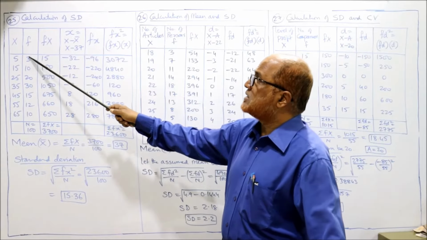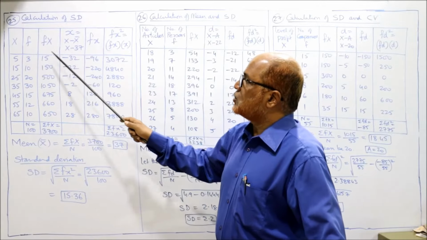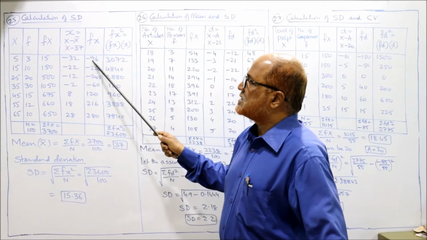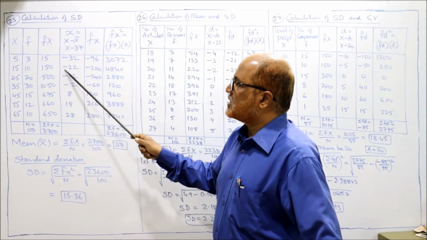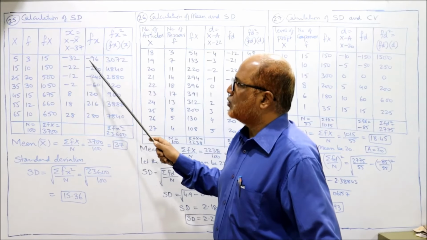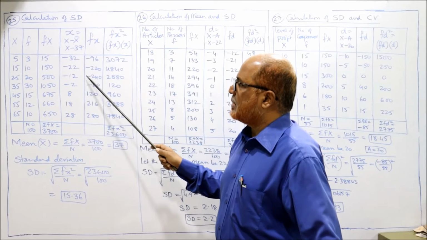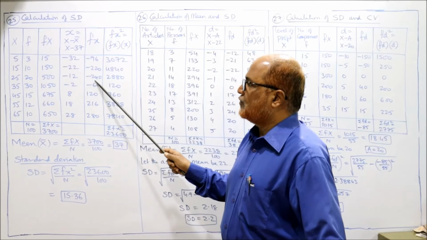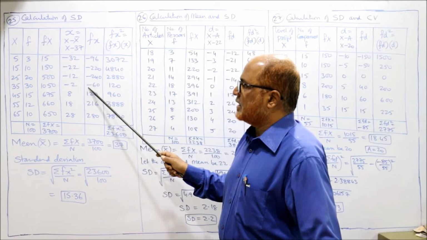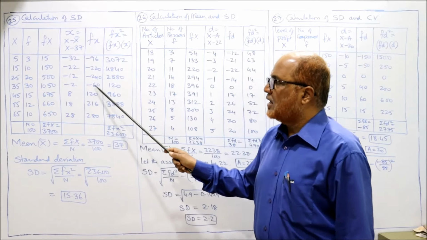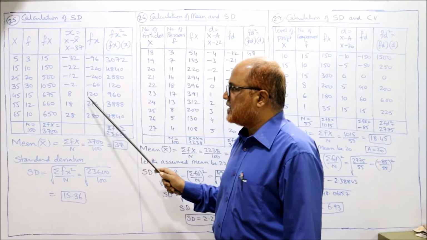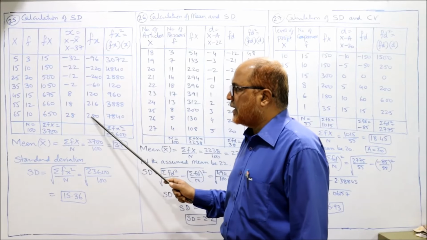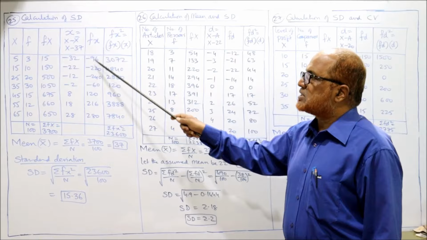Multiply frequency with x. 3 into 32 is minus 96, because plus into minus will become minus. 10 into 22, 220, minus. 20 into 12, 240, minus. 30 into 2, 60, minus. From here onwards everything is plus. 15 into 8, 120. 12 into 18, 216. 10 into 28, 280. That's all. So we have found fx.